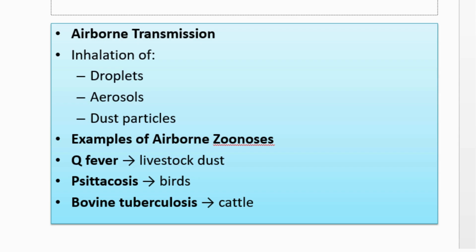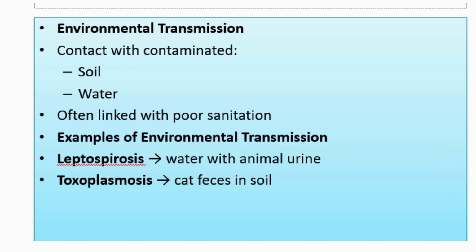So airborne transmission is inhalation of droplets, aerosols, or dust particles. For example, airborne zoonoses are Q fever, from livestock dust, psittacosis, from birds, and bovine tuberculosis, from cattle. Environmental transmission includes contact with contaminated soil or water, often linked with poor sanitation. Examples are leptospirosis, from water with animal urine, and toxoplasmosis, from cat feces in the soil.